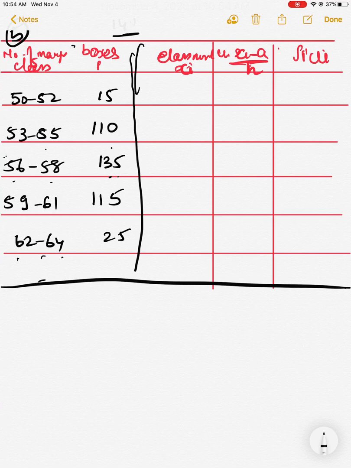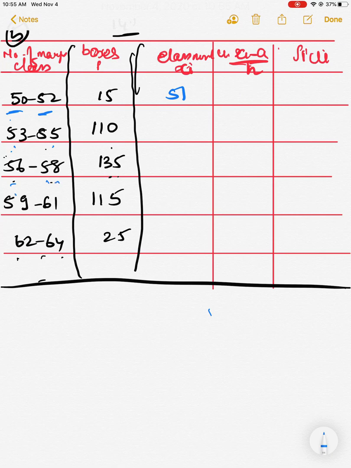Now we have to find out the mid value. What is the mid value? Lower class limit plus upper class limit divided by 2. 50 plus 52 divided by 2 is 51. Now here the difference is 2. Once you get the first one, we can add 2 to get the rest of the values, since it is a regular class interval. We need not find 53 plus 55 upon 2, 56 plus 58 upon 2 for everything.